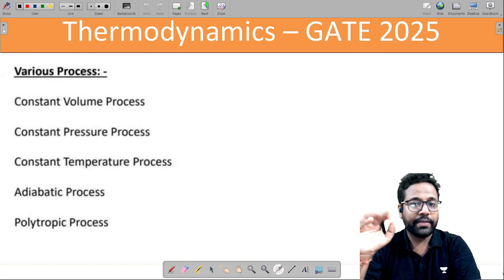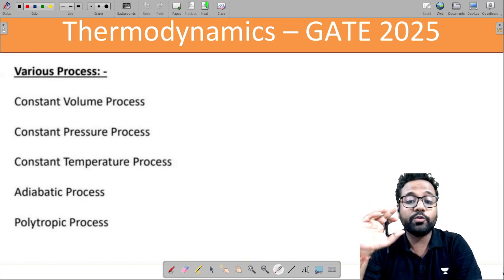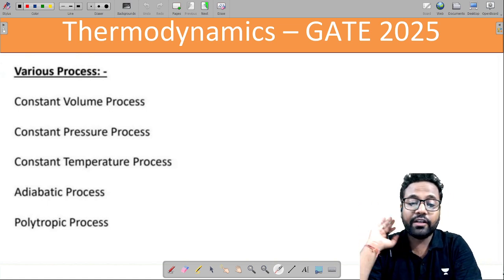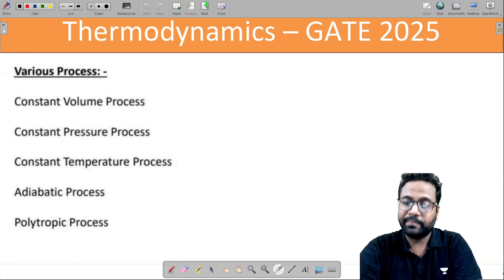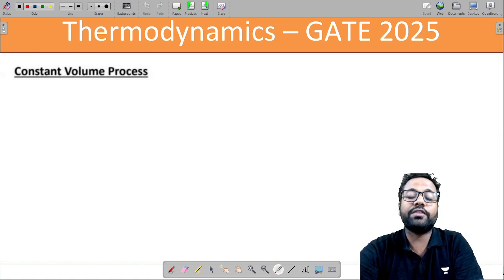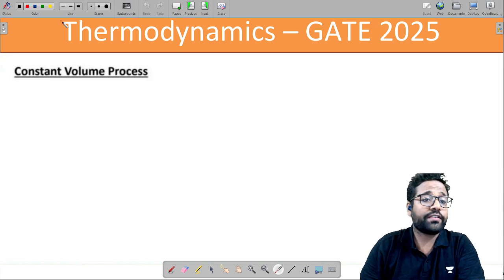After completing these 5 processes, you will be able to physically visualize the process and understand the key equations that are very important to solve the numericals based on the given process. So यहाँ पे we'll start with the first type of process, which is the constant volume process. So बच्चा, what is the constant volume process?